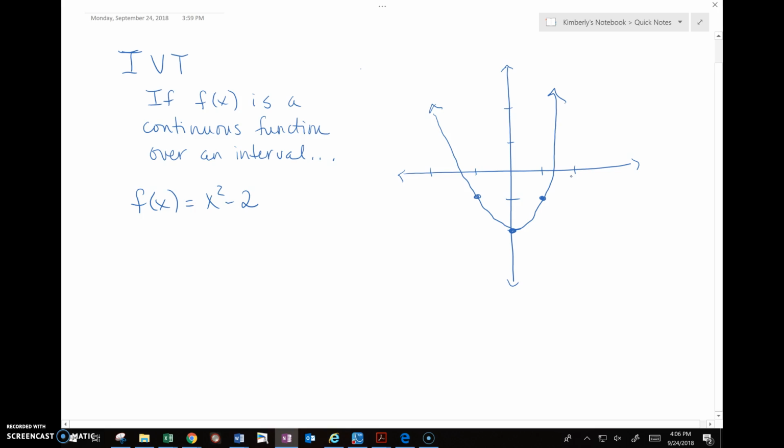I don't have to worry about any jumps, any infinite discontinuities, or any removable discontinuities because there is no denominator to remove them from. So let's do this. Let's check what f of 1 is. f of 1 is negative 1, and f of 2 is 2.